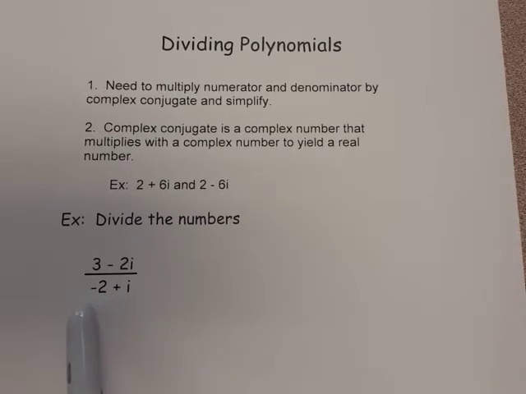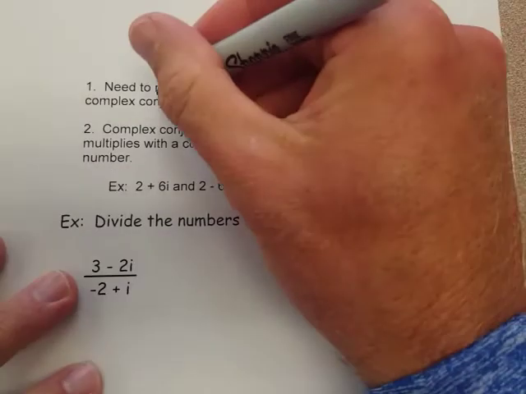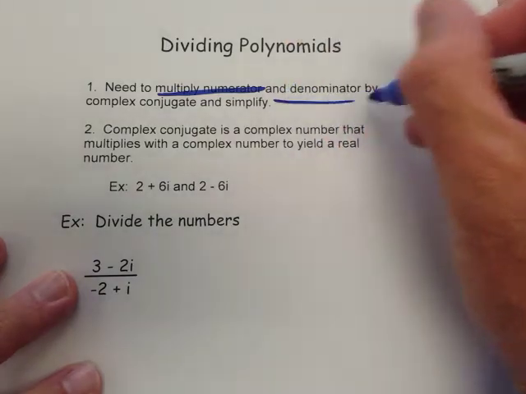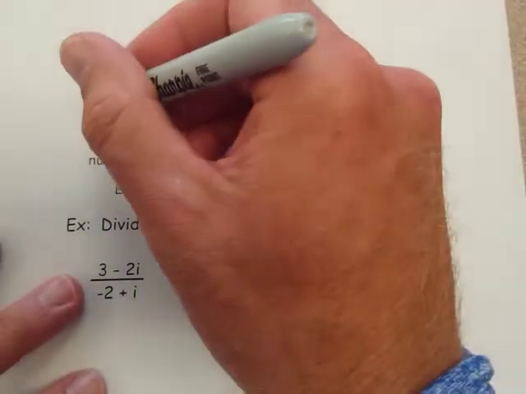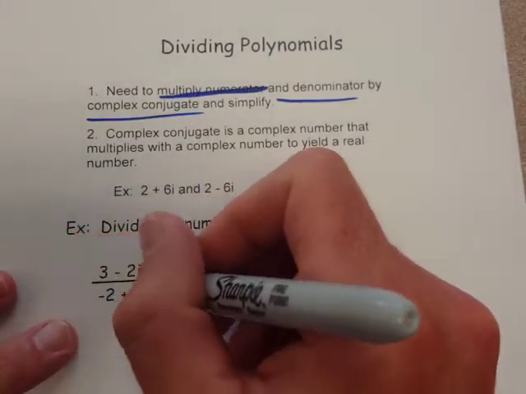You might remember that with fractions we can't have square roots in the denominator. We also can't have imaginaries, and so essentially what this problem is going to be doing is just getting rid of the imaginaries in the denominator. To do that, we're going to need to multiply the numerator and denominator by the complex conjugate of the denominator that you see here.